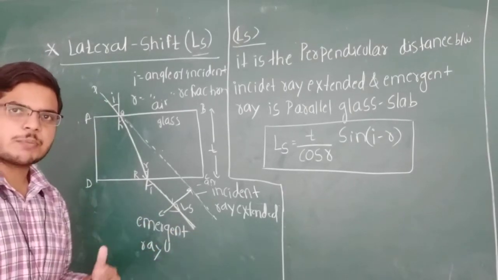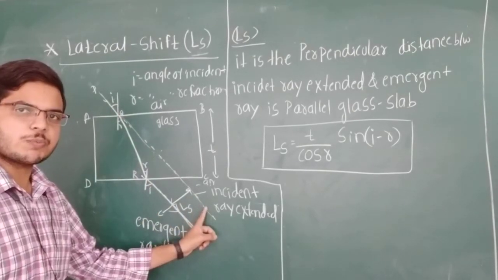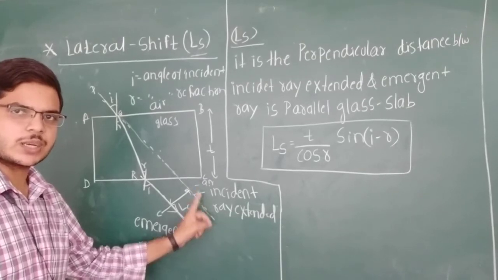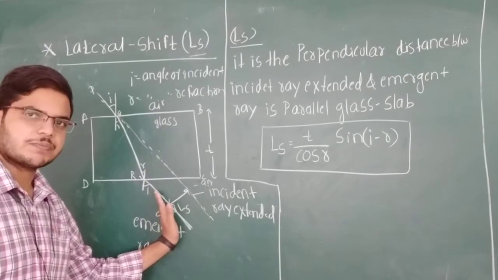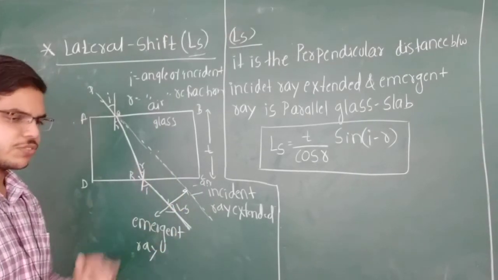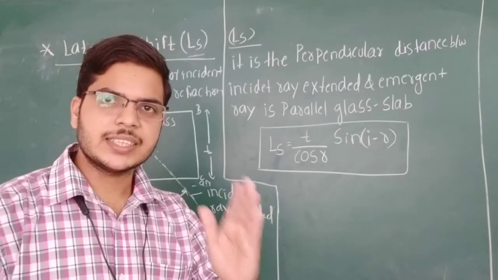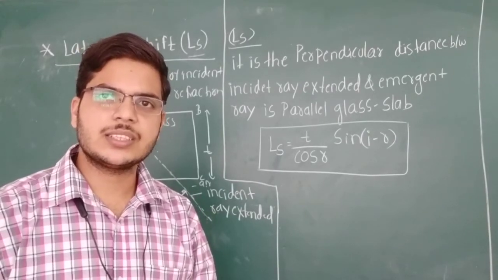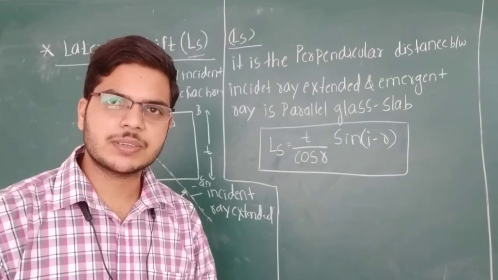If the glass slab is not present, the ray would be traveling this far. Due to the presence of the glass slab, the other medium, the ray is shifted in this direction. Horizontally, it is shifting. Therefore, laterally, it is shifting. This phenomenon is called lateral shift. Is it clear? Now, what is the meaning of lateral shift?